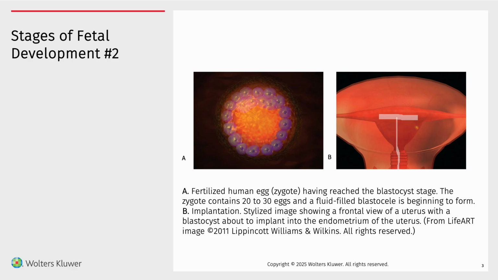The outer layer of the cells is the trophoblast, okay, which becomes a part of the placenta. The inner cell mass will develop into the actual embryo itself. So transformation usually occurs around day 5 post-fertilization as the blastocyst enters the uterus.